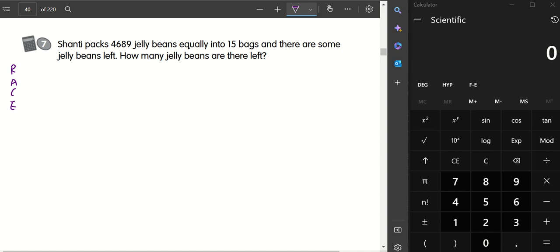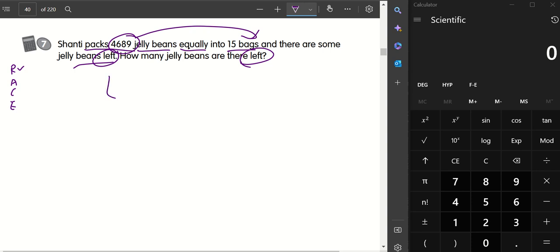Okay, so fairly quickly to read it. These are the jelly beans that are going to be packed, 4,689 of them, and they are going to be equally packed into 15 bags. And it says there are some jelly beans left. How many are left? By now, many of us will be able to say they know where this is going, what operation to use, and what the meaning of left is. For some of us, perhaps we need to find out more.